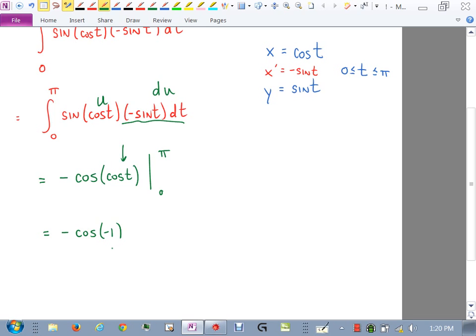Now what? Subtract from this what we get when we plug in 0. What's cosine 0? 1, right? So we get negative cosine 1. So this is negative cosine -1 plus cosine 1.